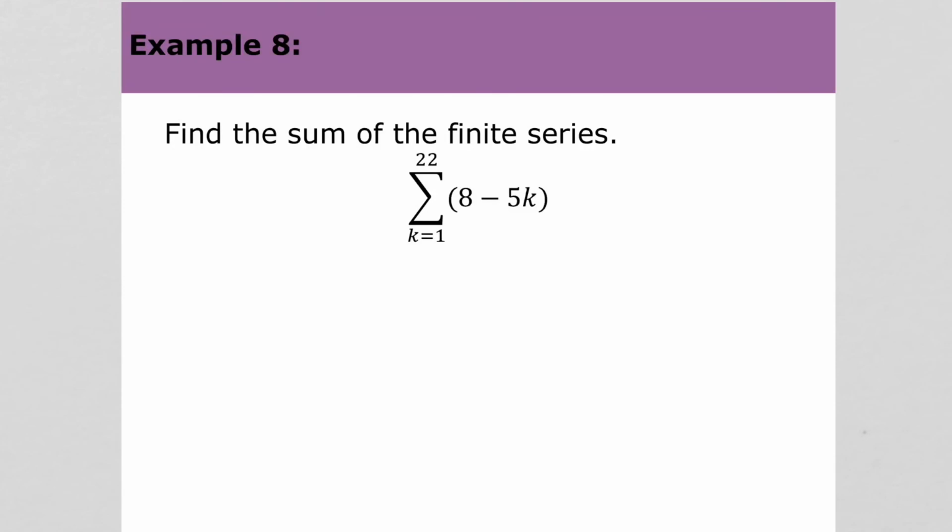A little bit different way of notation here, but the same idea. It says find the sum of the finite series where the sum from k equals 1 to 22 of 8 minus 5k. Remember in the previous section we talked about this summation symbol. We're going to use that to help us find the sum of the first 22 terms. Now we could plug in 1, 2, 3, 4, 5, all the way up to 22 and add them, but that would take a lot of time.